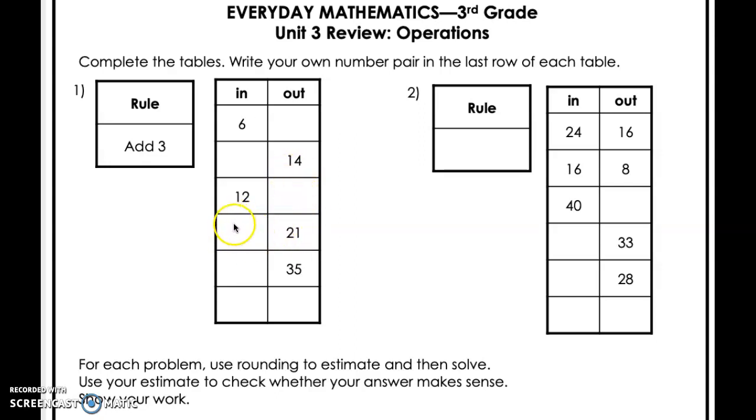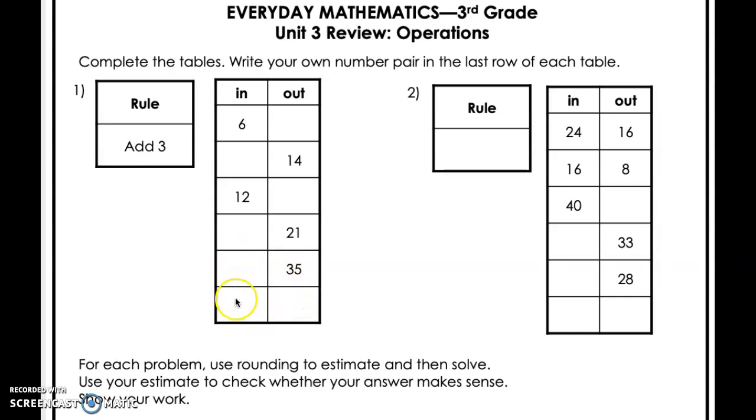Again, something add 3 is 21. So basically, you can do the fact family and go backwards. So 21 take away 3 is what? So take away, let's see, 20, 19, 18. So 18 would go here. 35 take away 3 is what? So let's see, 35 take away 3, 32 would go here.